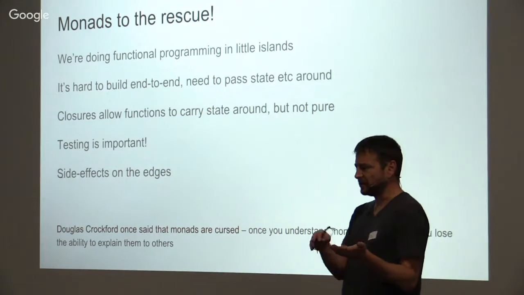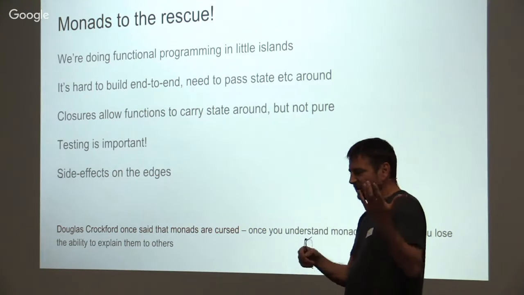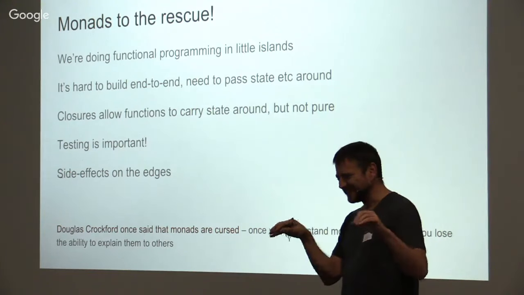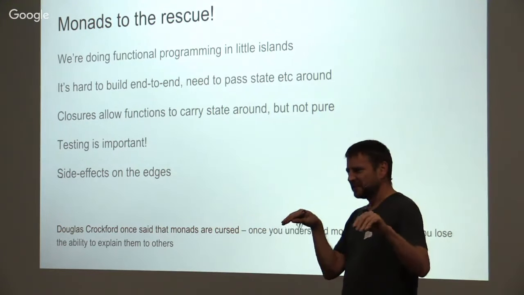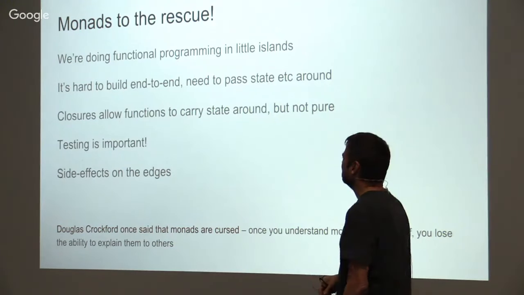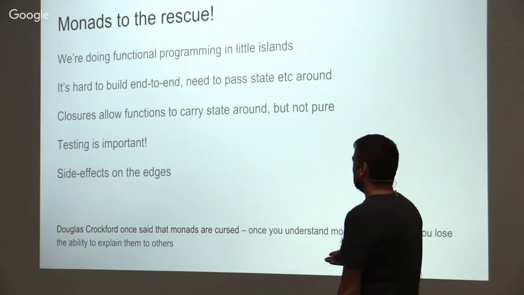And you use apply, or ap, to take another monad that's got a function inside it and apply that function to the value inside that box. So you can work with functions and values inside the boxes without actually knowing or caring what they are.